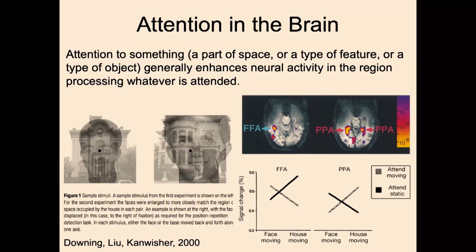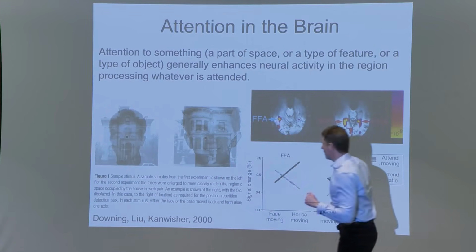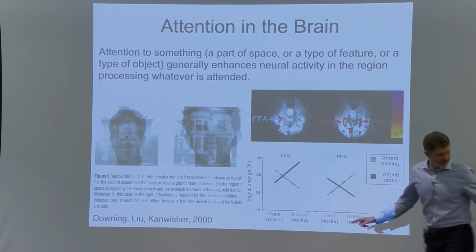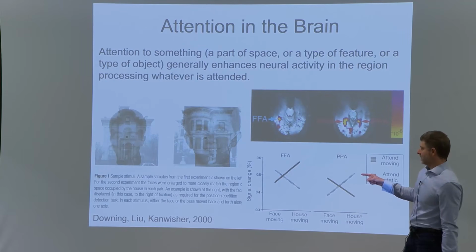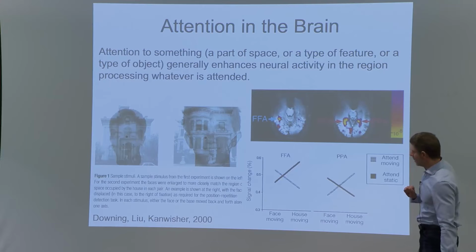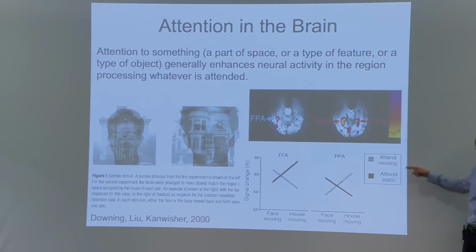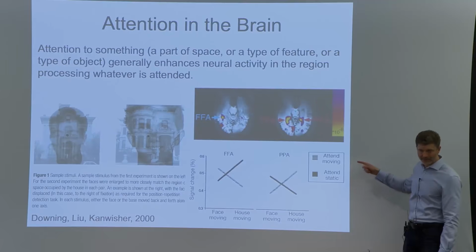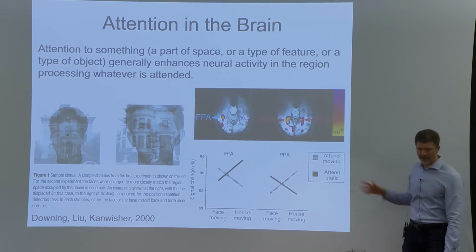And in the experiment here, people had to make discriminations about one of the two stimuli. In this particular case, either the face or the house moved back and forth along one axis. People were instructed to either attend to the thing that was moving or to attend to the thing that was static, because then they were performing some task on them, probably like detecting whether it repeated compared to the previous trial.